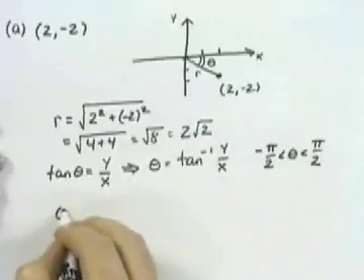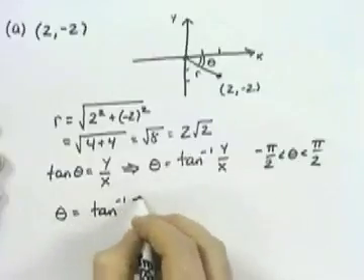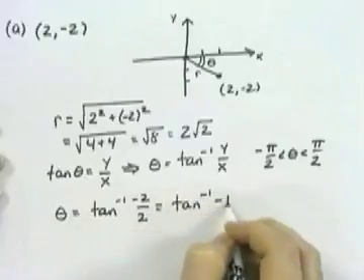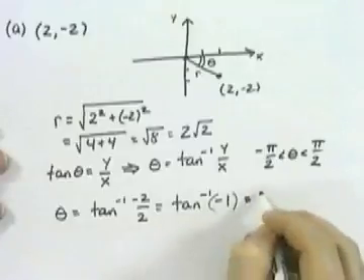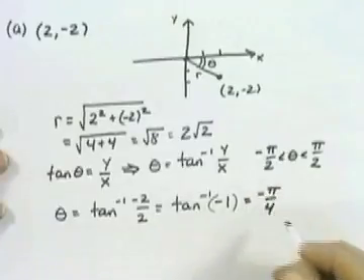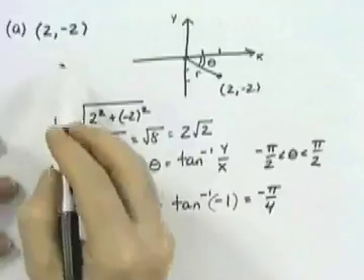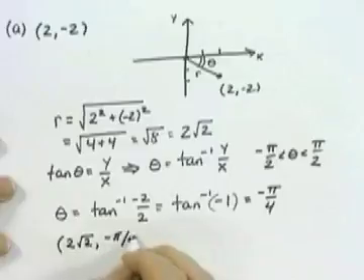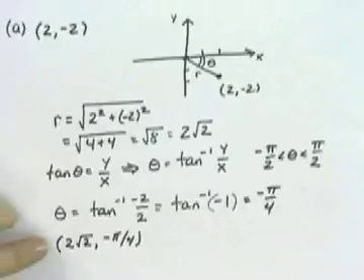So in this example, theta equals the inverse tangent of -2/2, which is the inverse tangent of -1. And we ask ourselves, what angle has as its tangent -1? You should remember that that angle is -π/4. Therefore, in polar coordinates, the point (2, -2) can be represented as (2√2, -π/4). There are many other representations of this point as well.